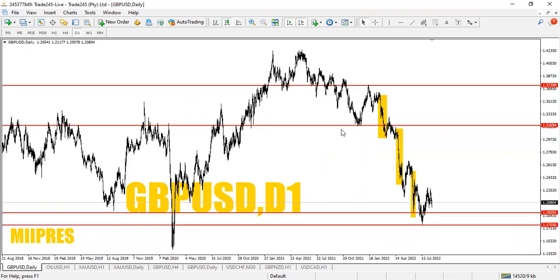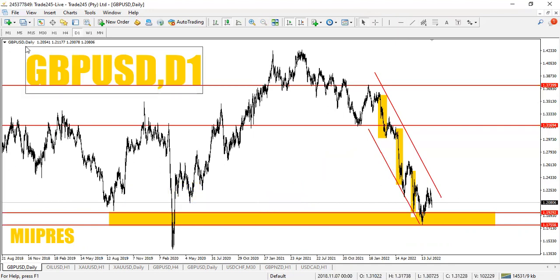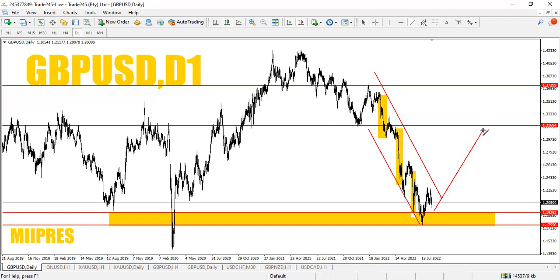The reason I'm saying let's zoom out is because I want you to note this bigger picture thing on the daily. See this over here. This here is a compression that is approaching a level of demand. So expecting obviously the pound to eventually go up. If you're going to zoom in on that, what do you expect?